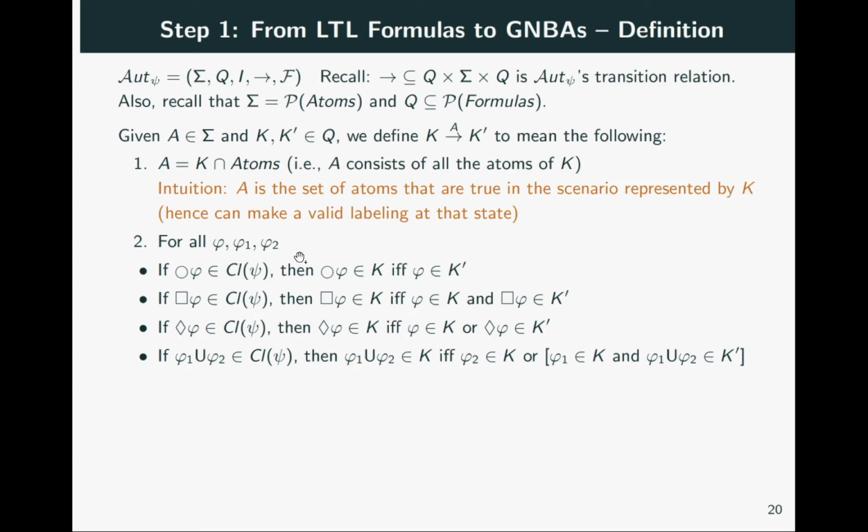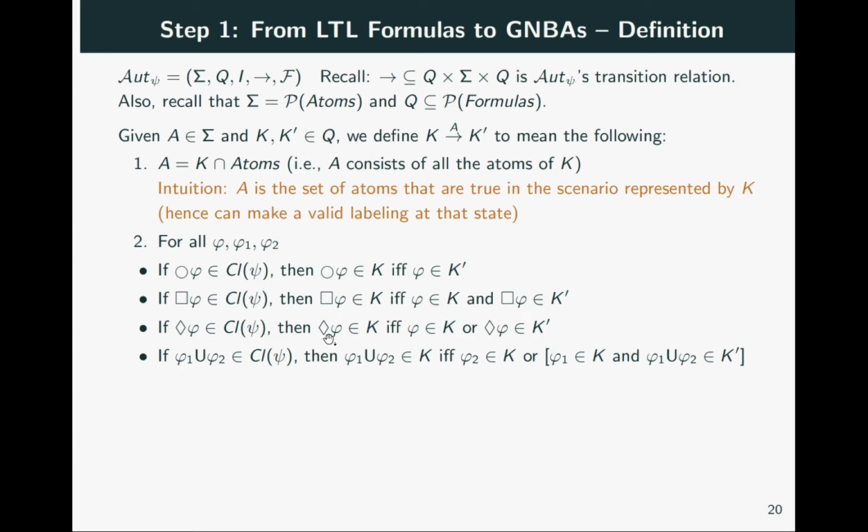For any formula phi, such that next phi is in the closure of our fixed formula psi, we have that next phi is in K if and only if phi is in K prime. For always, we have always phi is in K if and only if phi is in K and always phi is in K prime.